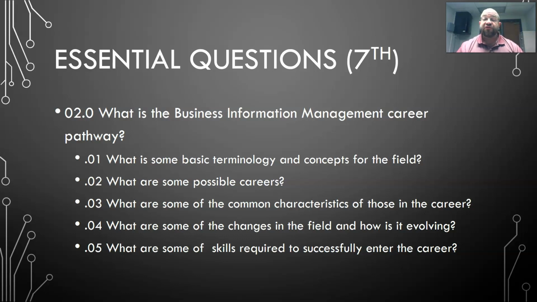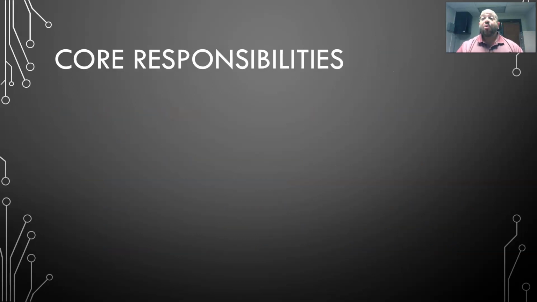What are some changes in the field and how is it evolving? Well, that's an easy one. Is information evolving in the way it's being sent and transmitted? Yeah, it sure is. The way these things communicate now compared to several years ago is different. A lot more data is being sent wirelessly based on the demand to do more with it. And then what are some skills needed or required to successfully enter the career? We're going to look at that. So what are the core responsibilities of an information manager?